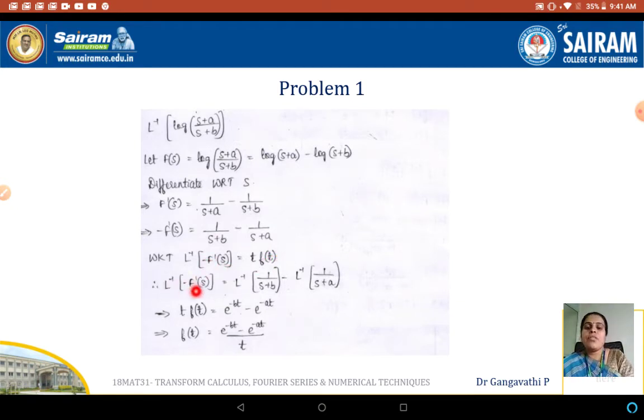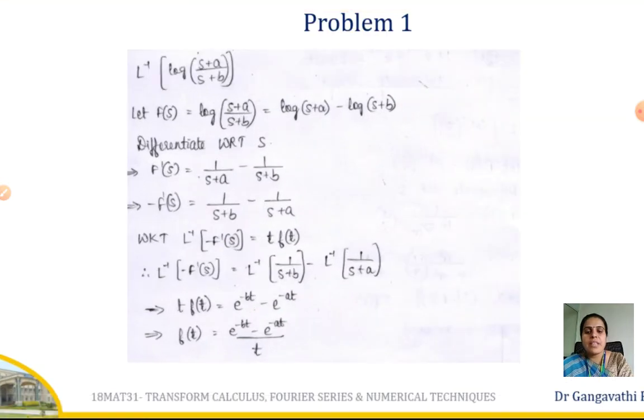So L inverse of minus f dash of s is equal to t f of t, and what is the expression that we have for f dash of s? F dash of s is this. So substitute it, and by using the linear property you can segregate the terms too. So this is nothing but t into f of t, which we have found, and L inverse of 1 by s plus b is e to the power of minus bt, and for this term you have e to the power of minus at, and this minus between there as it is.